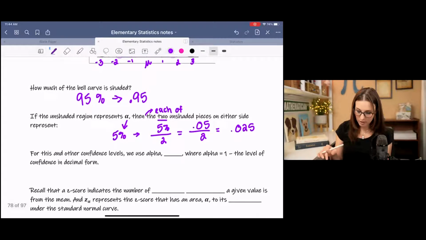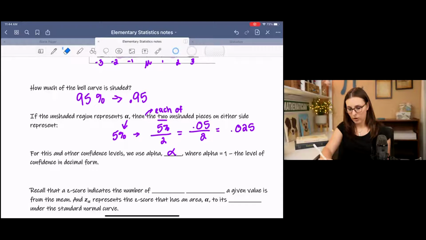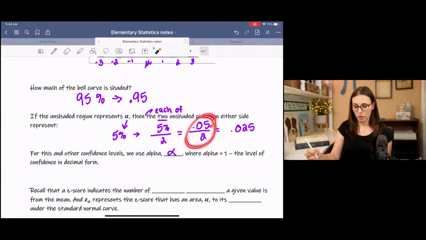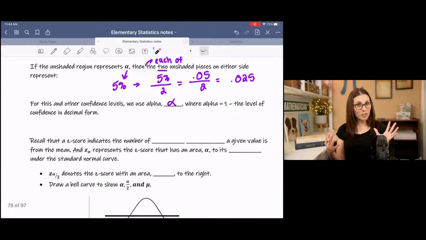For this and other confidence levels, we use alpha, where alpha is 1 minus the level of confidence in decimal form. So for example, when I use 95%, that was 0.95. That would be a confidence level. And so in a problem, with 95% confidence, we can say that the population, blah, blah, blah, we'll get into it later, but that's your confidence level. And alpha is 1 minus your confidence level. So that's how we found 5%. 1 minus the confidence level in decimal form split into 2. So that's just kind of getting you oriented to some of the language and kind of a picture of what that looks like.